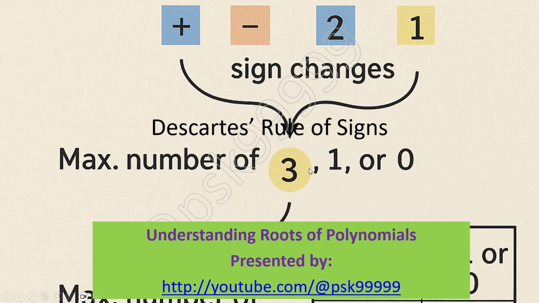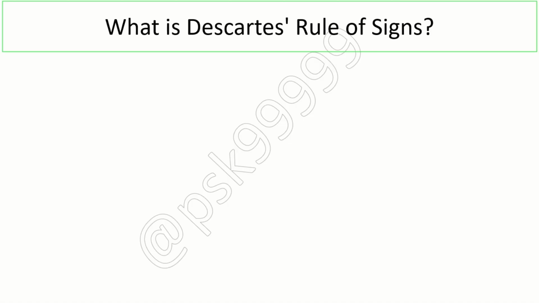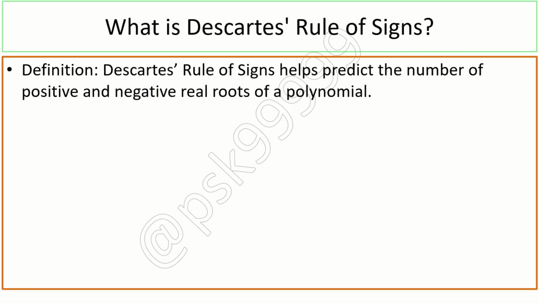So let's see what this rule is, Descartes rule of signs. Descartes rule of signs helps in predicting the number of positive and negative real roots of a polynomial. Thus, it also helps in finding how many complex roots there are.